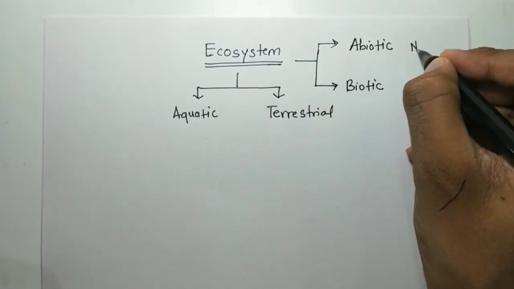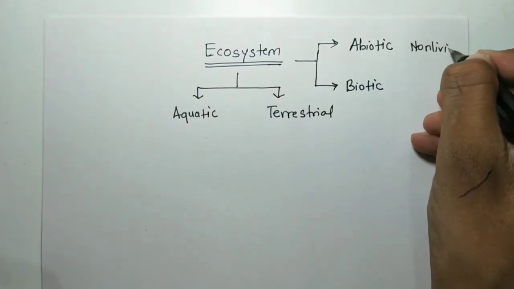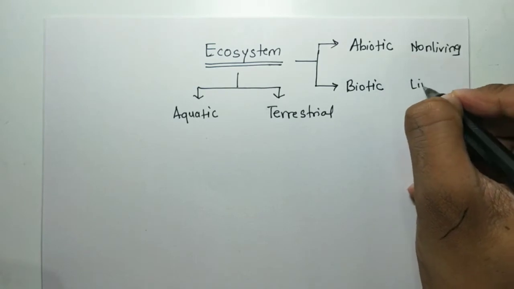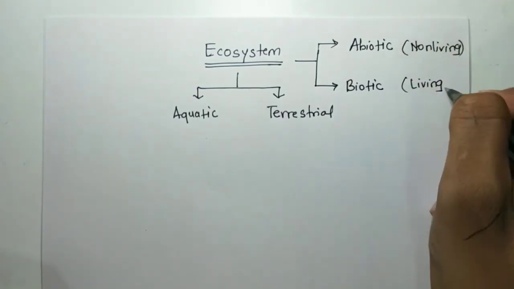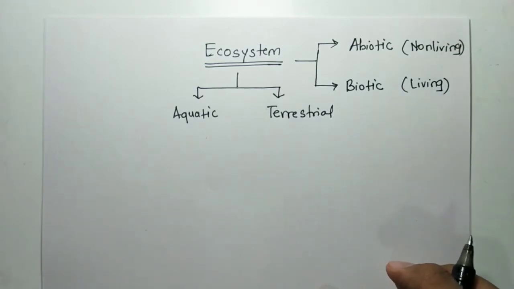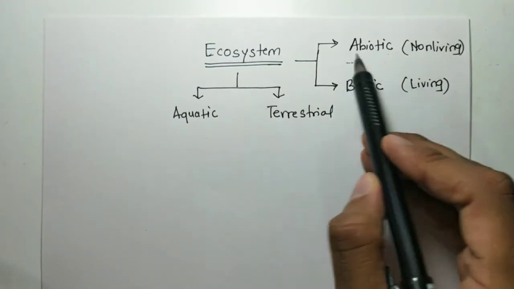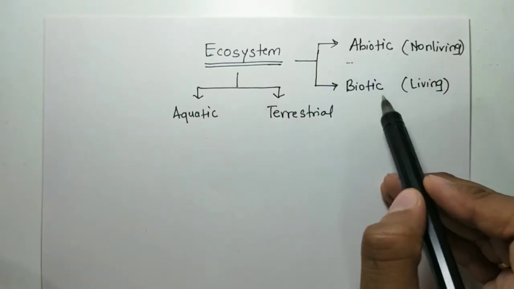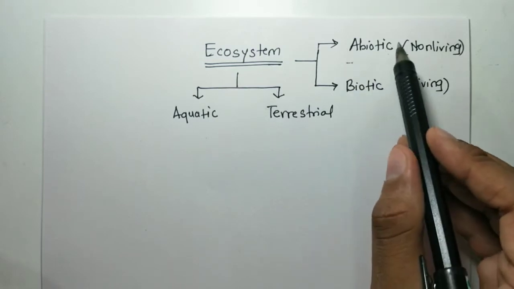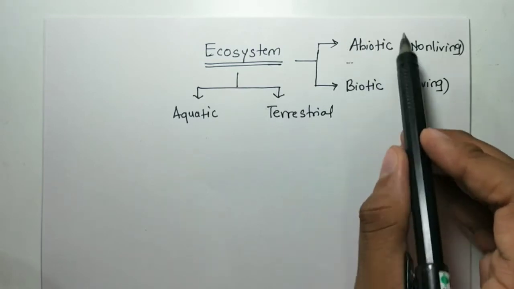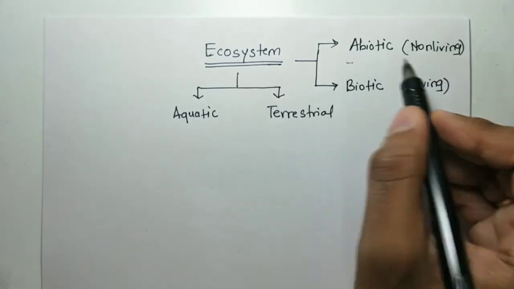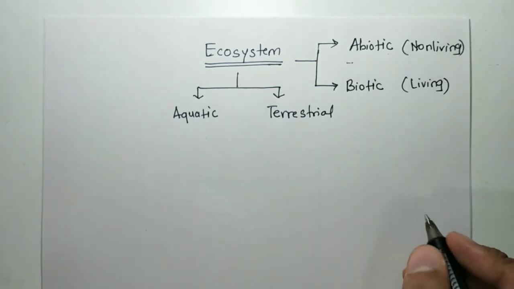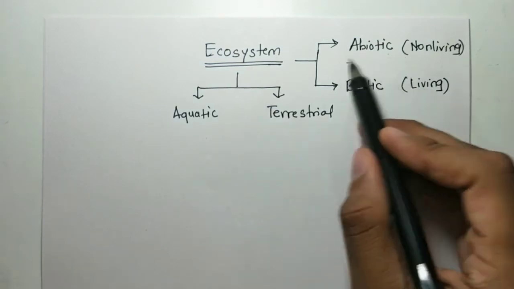Abiotic means non-living and biotic means living components. First we will see abiotic components and then we will come to biotic components, because abiotic components are small and their understanding will help us in biotic components. So first I'll do abiotic components in your textbook. Open this topic, abiotic components, wherever it is.